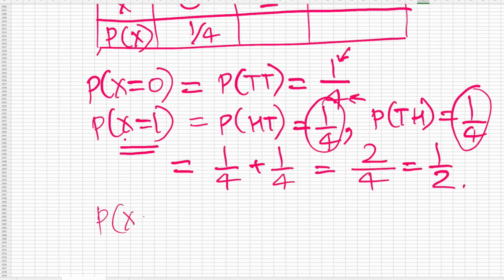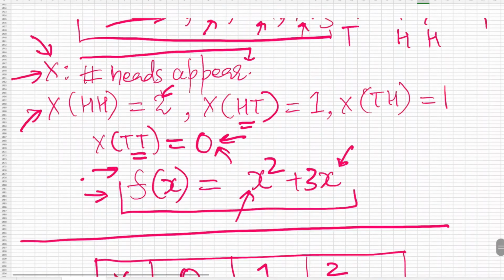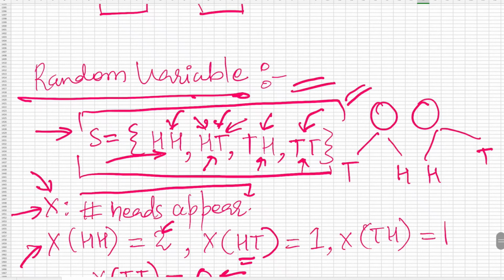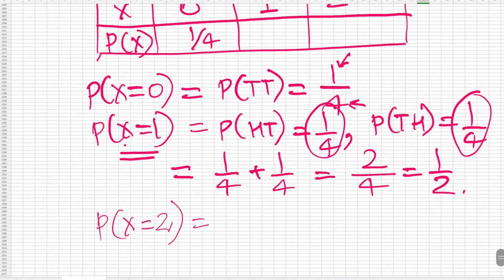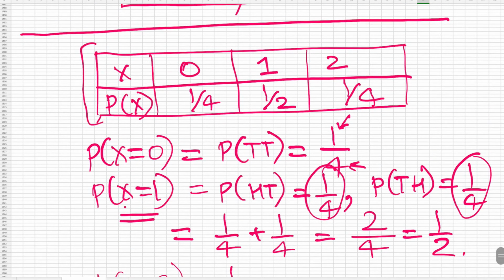For the third, P(x equals 2). Once again, if we go back to the sample space, there is only one outcome favorable to this, both are heads. Number of heads is 2. So the probability of P(x equals 2) would be 1 by 4. Fill those values here: 1 by 2, 1 by 4. So this is a probability distribution for this random variable x, meaning number of heads that appear.